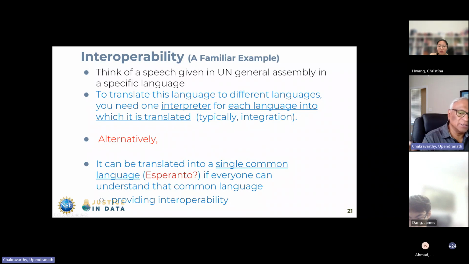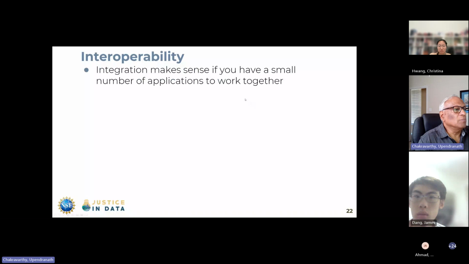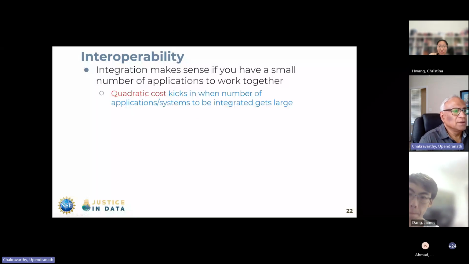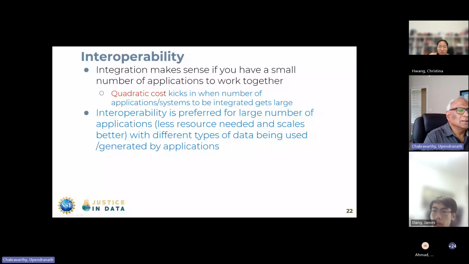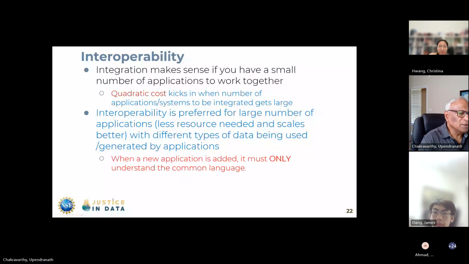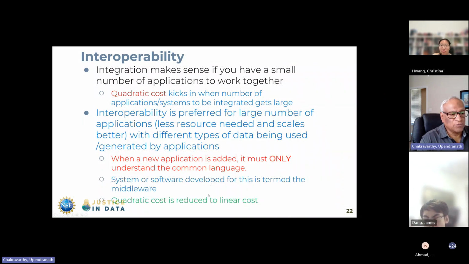Integration is more like a pairwise thing. Interoperability is more one-to-many. So integration makes sense if you have a small number of applications to work together where the quadratic cost is not too high. Quadratic cost kicks in when the number of applications becomes large. Interoperability is preferred for a large number of applications, less resources needed and scales better with different types of data being used. When a new application is added, it must only understand the common language, the system or software developed for this system, the middleware or an agent.